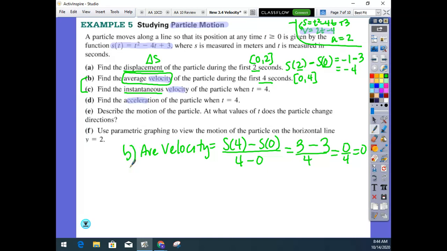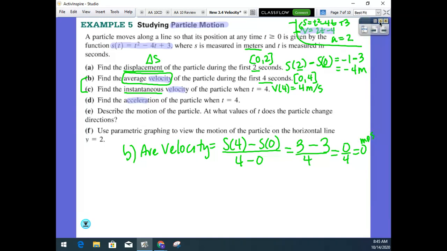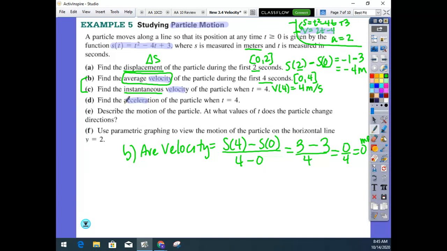Now, for letter C, instantaneous velocity, that's just finding V of 4. This is your instantaneous velocity in the key. So just plug 4 in. 2 times 4 is 8, minus 4 is 4. And this is in meters per second. Our displacement should have been meters. All velocity is going to be meters per second. Acceleration. Notice the acceleration doesn't have a variable. That means there's a constant acceleration of 2 meters per second squared.